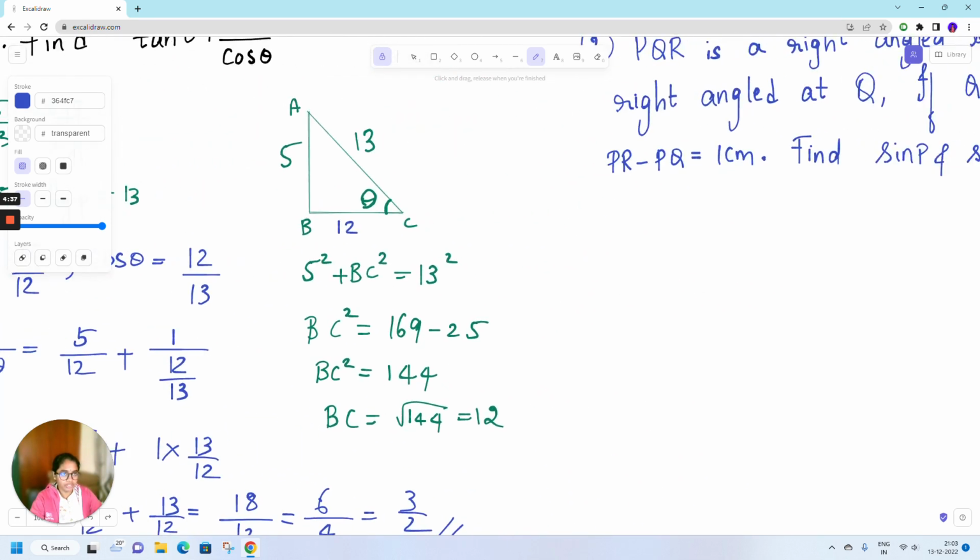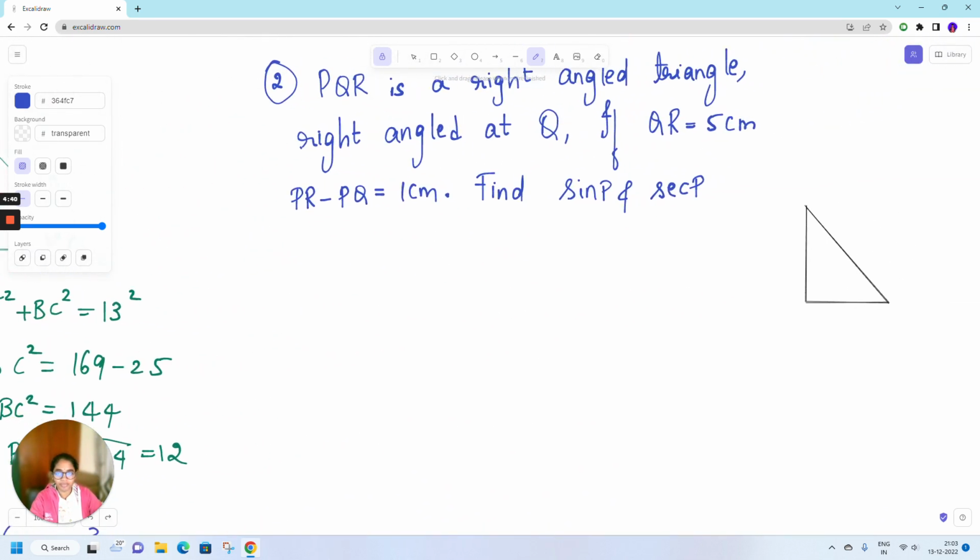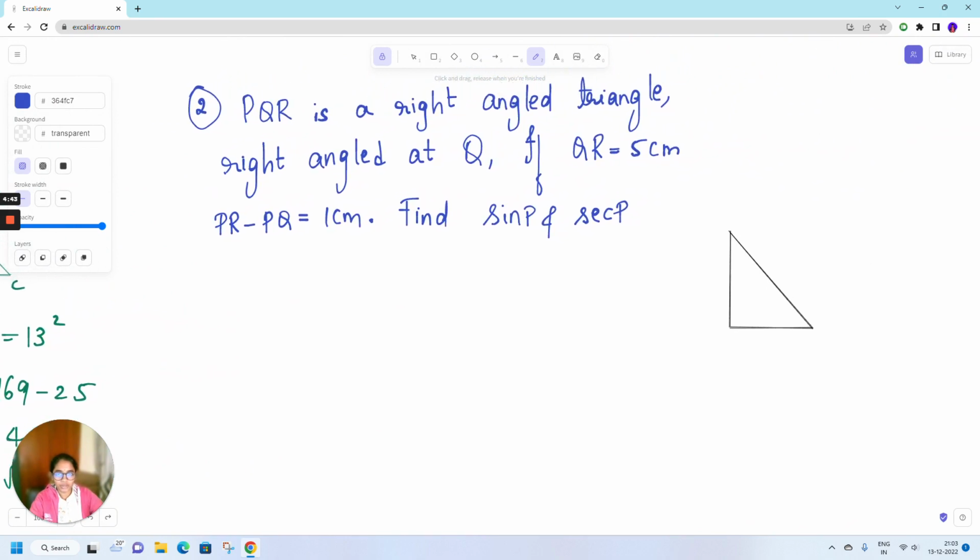Moving on, we have our second question that says PQR is a right angled triangle, right angled at Q. So this would be Q. Let me take this and this as P and R. It is a PQR right angled triangle. What is the other information that we have? They are saying QR is 5 centimeter. What else are they saying? PR minus PQ is 1 centimeter.